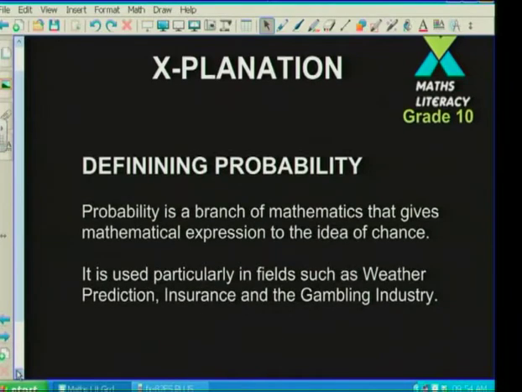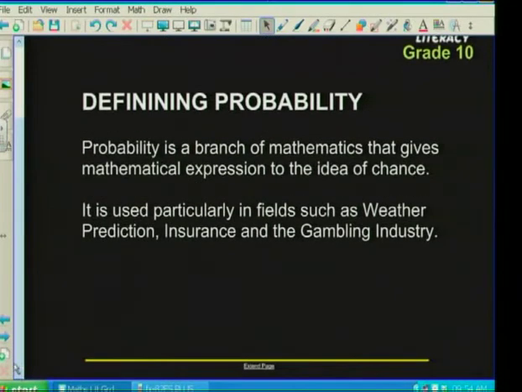Now, to define probability. Probability is that branch of mathematics that deals with the idea of chance. And, you know, people speak in language, they say things like, oh, there's probably about a 50% chance that it's going to rain today, or I have a 10% chance of winning that competition. Well, how do they know that they have a 10% chance or a 20% chance or whatever the percentage is? How do they work it out? Is there a way of working it out? Well, probability does deal with this exact question, and we're going to see how we can mathematically work out what the chances are of things happening.